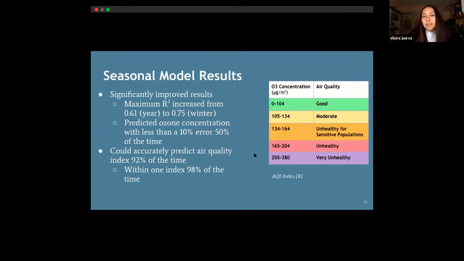The maximum R-squared increased from about 0.61 of the year-long model to 0.75 of the winter model. They were able to predict the ozone concentration with less than a 10% error over 50% of the time. And they could also accurately predict the air quality index, which is essentially a danger ranking of ozone level, over 92% of the time. And within one index, 98% of the time.